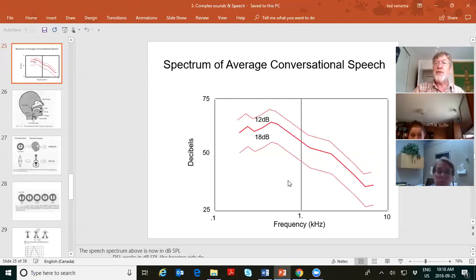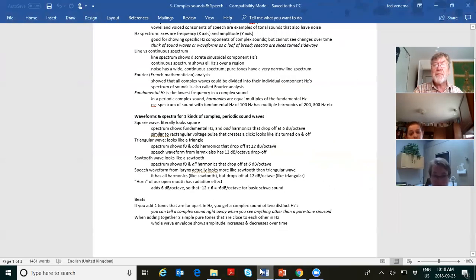L-A-R-Y-N-X. Larynx. That's your voice. Next week we'll be talking more about how that works. It's fascinating how the voice, the larynx, actually works. We'll talk more about that next week, but you can see that the spectrum of average conversational speech is more like pink noise. It's got more energy in the lows, and then it drops off in the high frequencies. Just something to keep in mind that way.